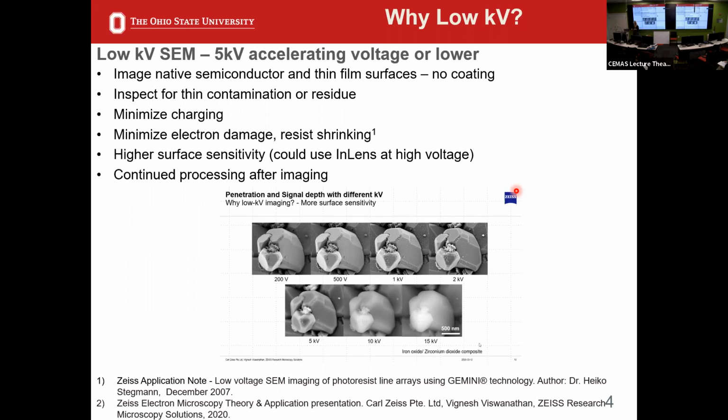So I really like this image from Zeiss. Here on the bottom, you can see they went from 200 volts up to 15 kV. That's the only thing they changed, and you can see the difference in the surface sensitivity based just on the electron interaction volume, right? And for us, we don't want to coat it because we want to continue processing and continue fabricating on that particular specimen, that sample, after we've imaged it. And you can remove coatings, of course, but it's not exactly the cleanest process, and we want to be able to do that without coating and stripping.